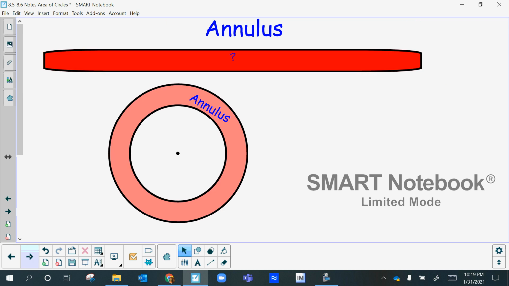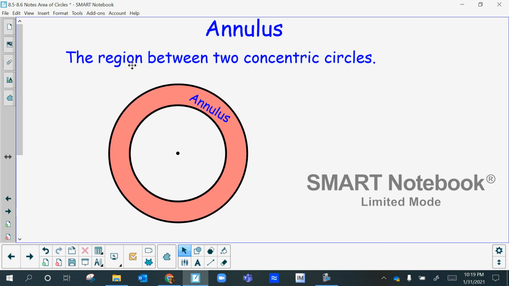Here's the next definition, an annulus. This is going to be the region between 2 concentric circles. So we have 2 circles here. We have circle 1 and we have circle 2. And both of those share that same center right there. And so it's going to be the region between those two. So the shaded part is your annulus. So think of kind of like a donut or a tire.